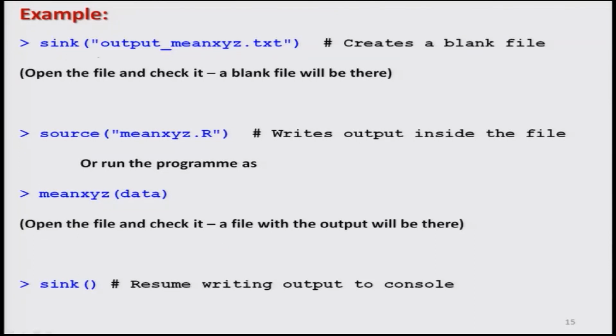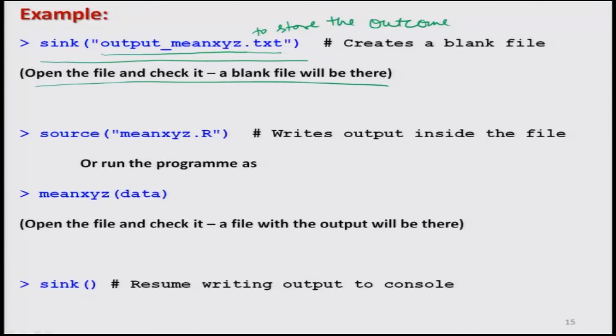Then I create a file whose name is output underscore mean xyz.txt, in which I am going to store the outcome. This is a file which is going to be created to store the outcome of this program. After this sink command, please check, this will create a blank file in your working directory, and before doing it this file will not be there, that you can check yourself.